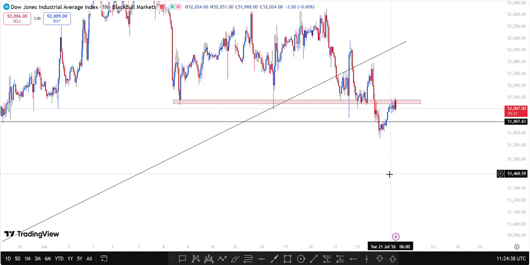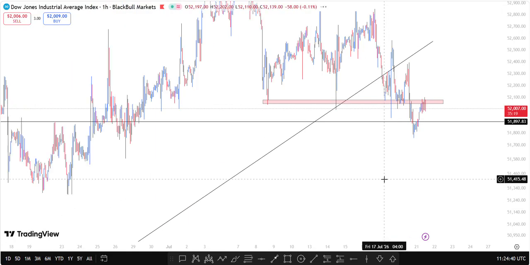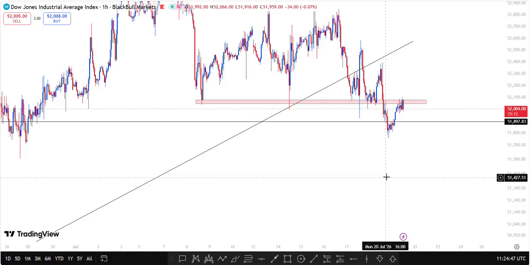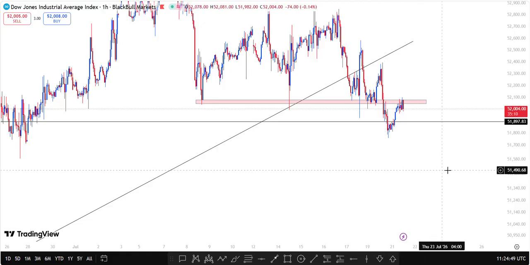And there we have a clear and important area for us in the market, guys. As you can see, we have a very important area in the market.